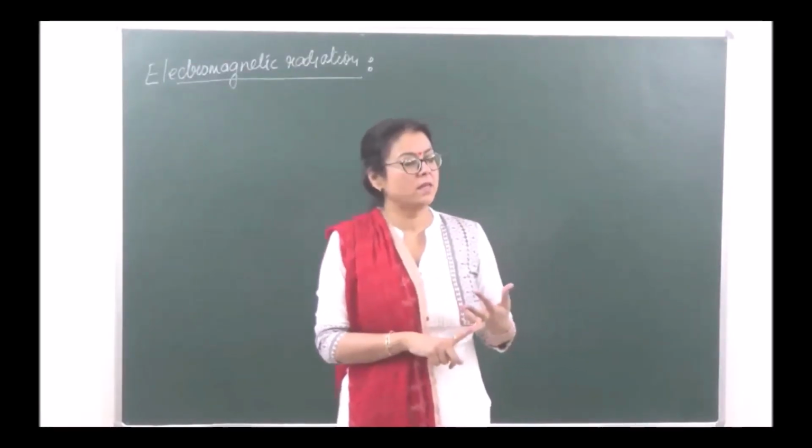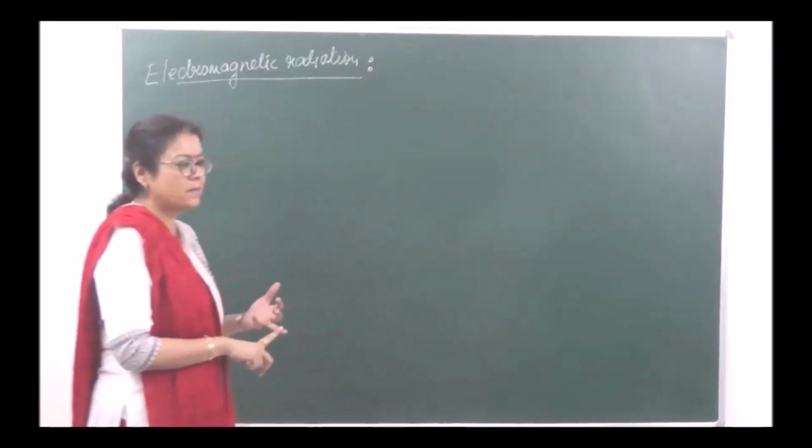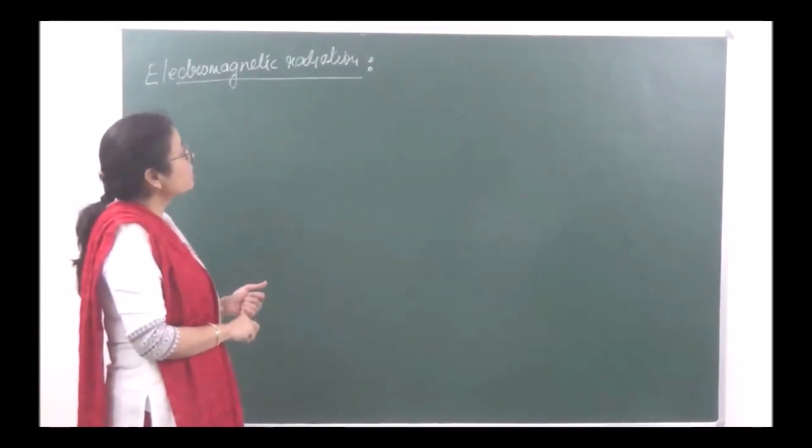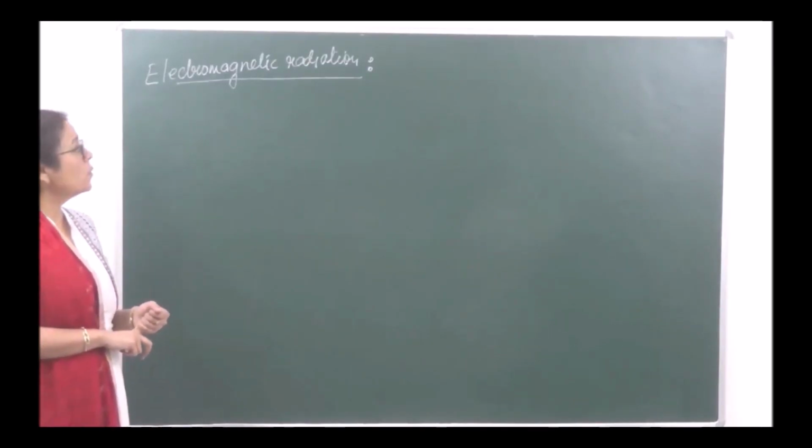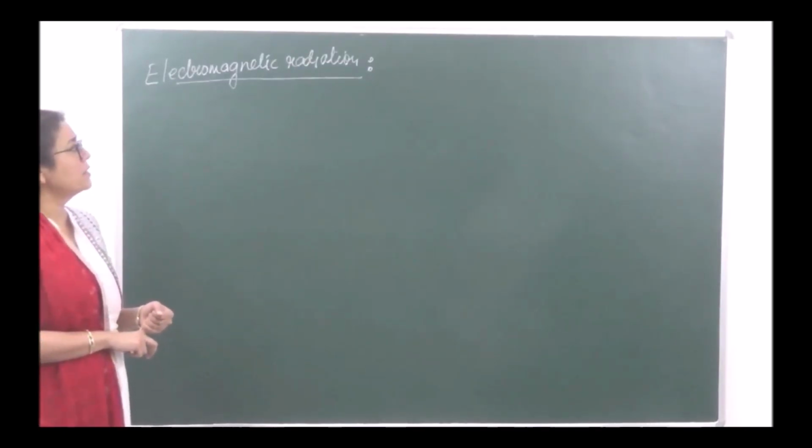Okay, and then we did the drawbacks of Rutherford model of atom, right? Now today we are going to go to the next topic, which is electromagnetic radiation. What do we understand by electromagnetic radiation?